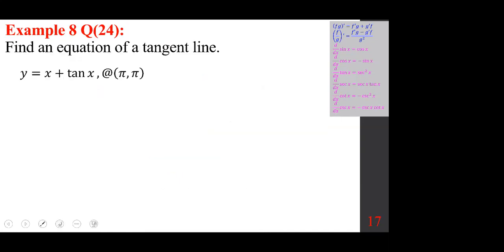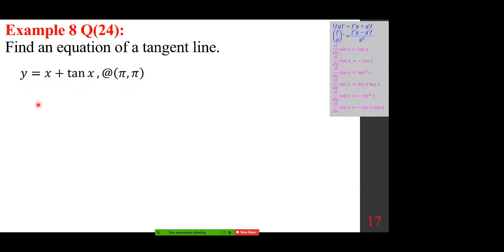We want to find an equation of a tangent line for this guy. And again, in order to find this, you need a pair. You have it. By the way, I hope you realize if you put pi instead of x, you get pi plus tan of pi, which is 0. So it becomes pi. So you need to differentiate.